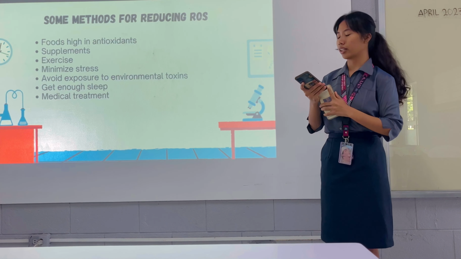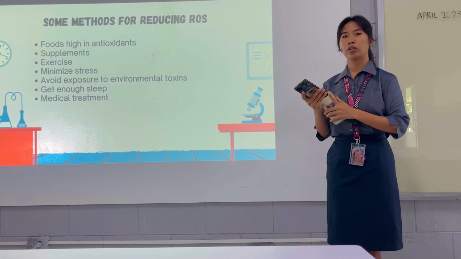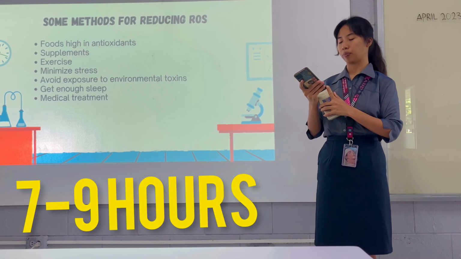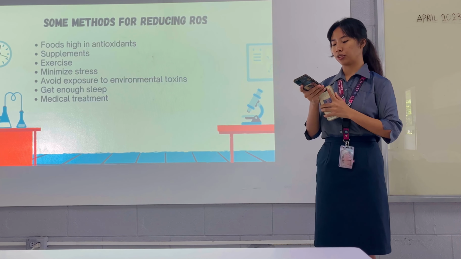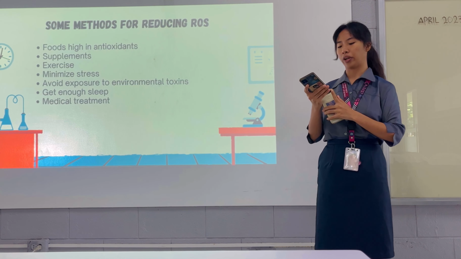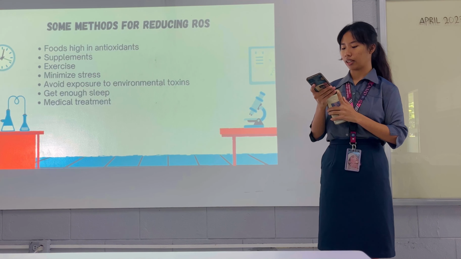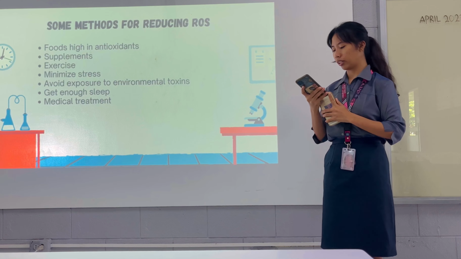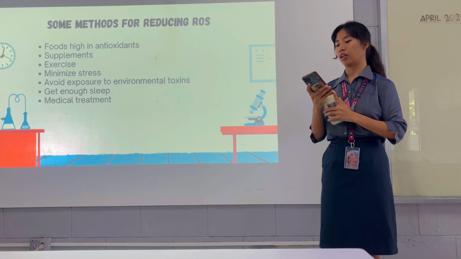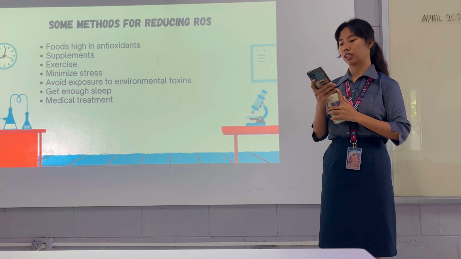You should also get enough sleep. Sleep is critical for maintaining good health, and it can lower ROS levels. You need to sleep 7 to 9 hours per night. And medical treatment can be required in some circumstances to lower ROS levels in the body. In individuals with chronic inflammation, for example, anti-inflammatory medicines can lower ROS. For additional information on medical treatment options, speak with a healthcare provider.